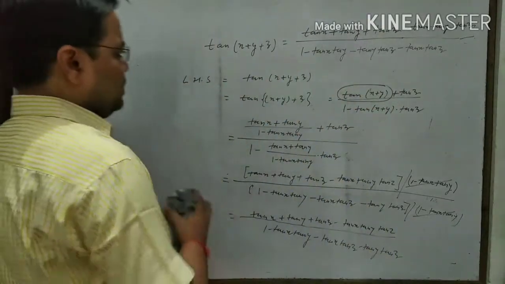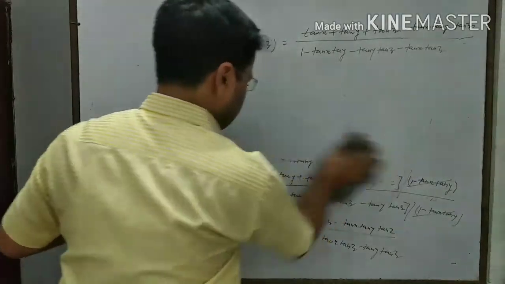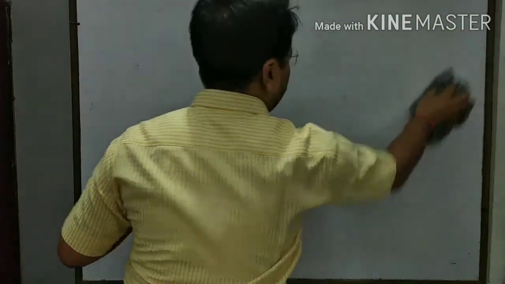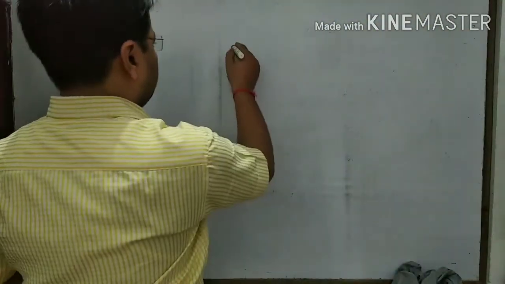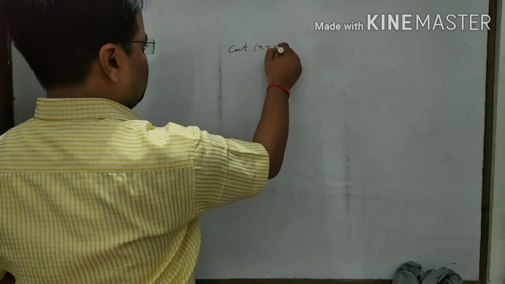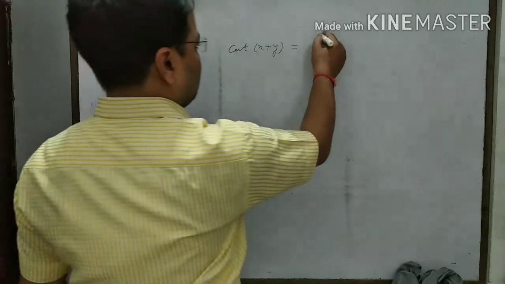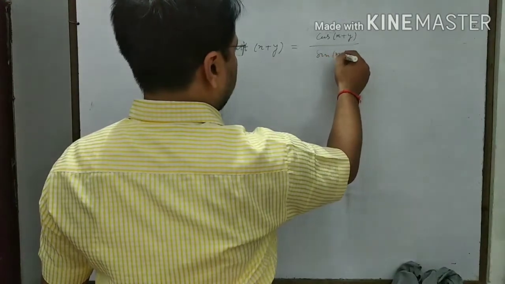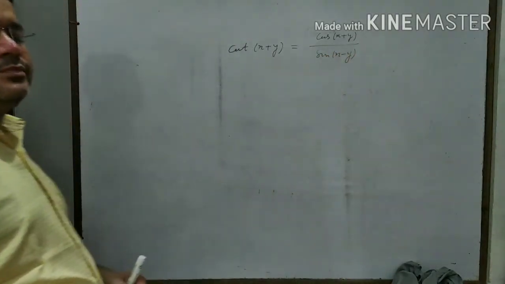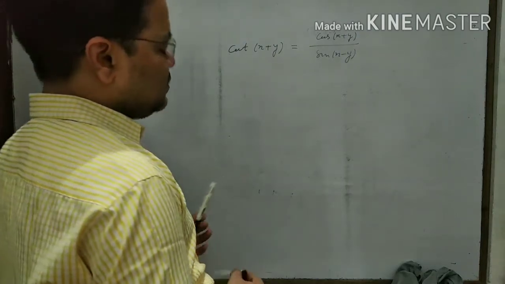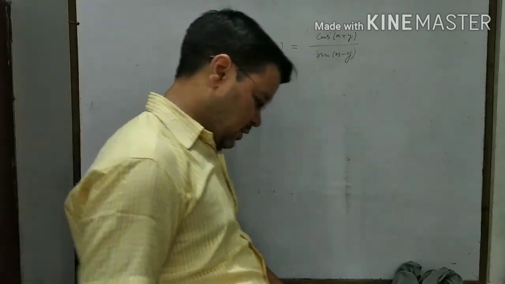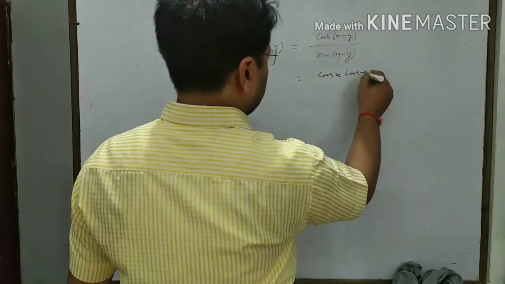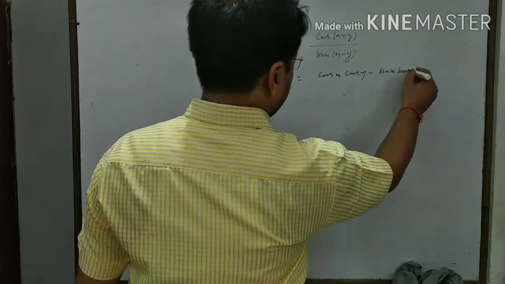So now let us see the next verification related to cot x plus cot y and cot x minus cot y. Here cot x plus y can be written as cos x plus y upon sin x minus y. Okay, I know that cos x plus y is cos x cos y minus sin x sin y.